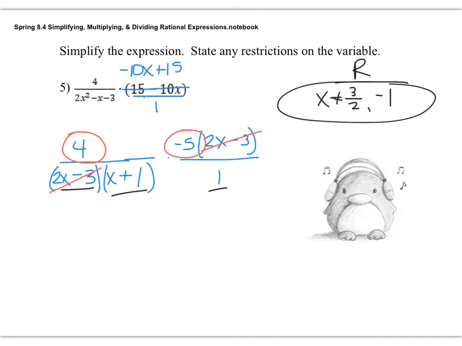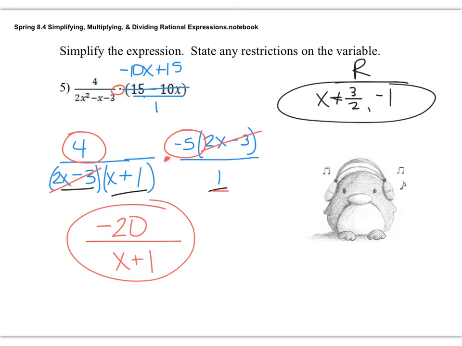Now I have a 4 and a -5. Do not subtract those. See the sign in the middle, the dot in the original problem? That means multiply. So that gives me -20. And then on the bottom, all I have left is an x plus 1 times 1, which doesn't change anything. And I'm done.